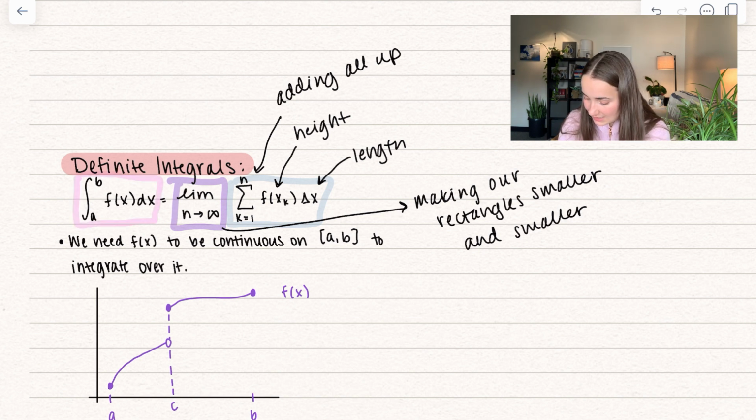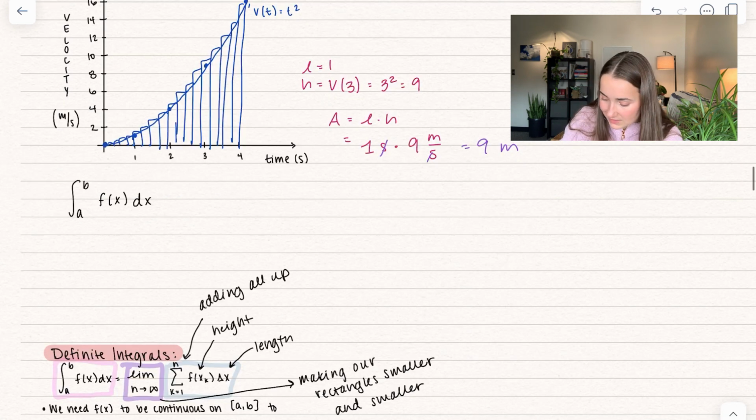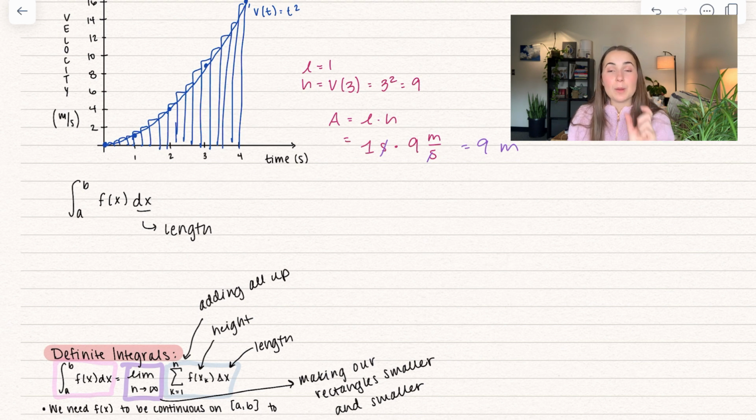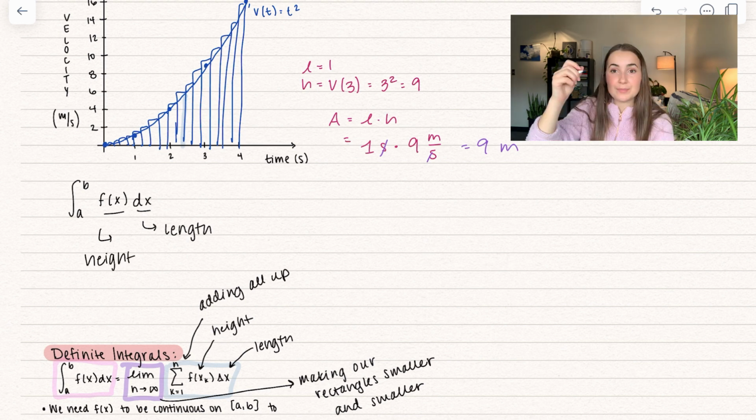So let's go ahead and break down a definite integral. So the dx represents the length of our rectangles. It represents a super, super tiny sliver of it. So it's like if I were to take a tiny little sliver. That length is equal to delta x, and the height is equal to f of x. We go up to our function in order to get the height.